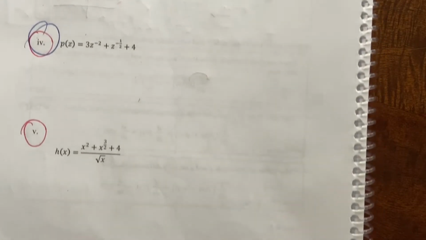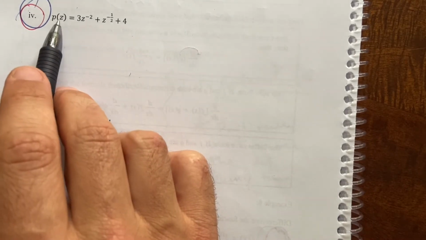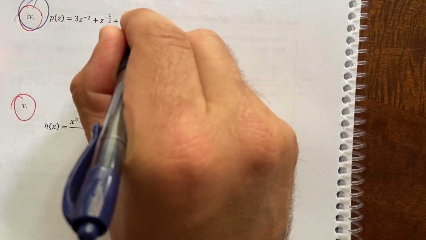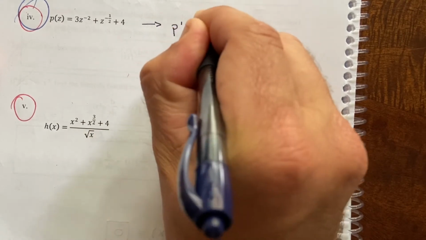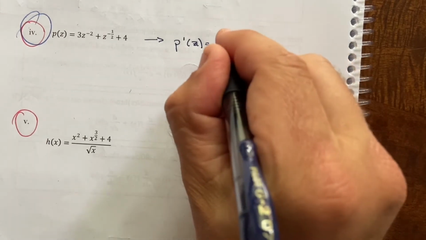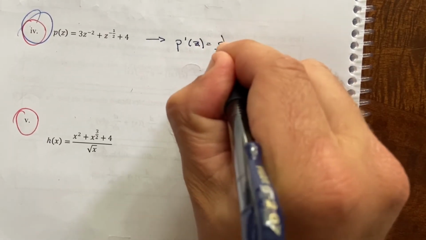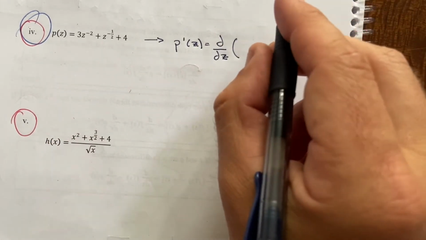Let's try another one, part 4. So for p prime, we would have p prime of z. And just to introduce the notation again, this would technically be d dz of this expression that we were originally given.